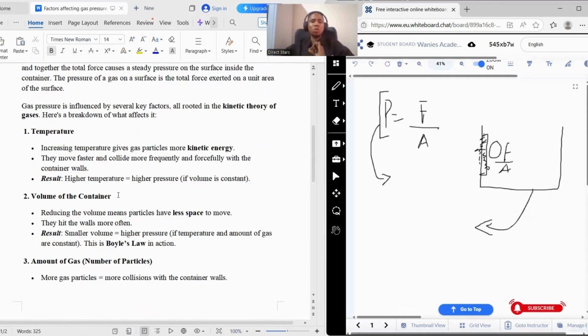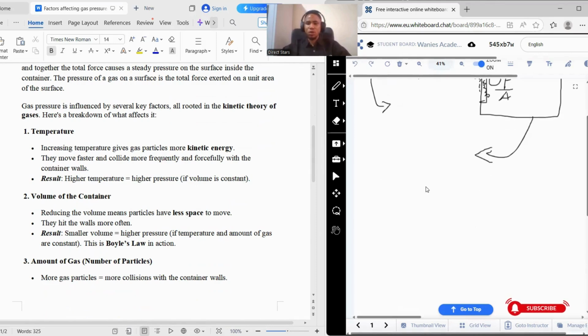And again, we still have what we call the volume of the container. We are talking about the factors that affect gas pressure. What really affects gas pressure? Volume of the container. You know, sometimes there might be a little volume, and we can have a large one. Reducing the volume means particles have less space to move. With less space to move, they collide with one another repeatedly. So they hit the walls more often, and when they hit the walls more often, there is more pressure.